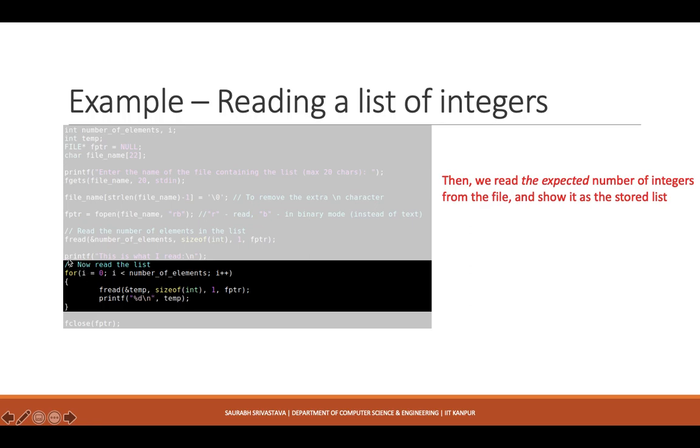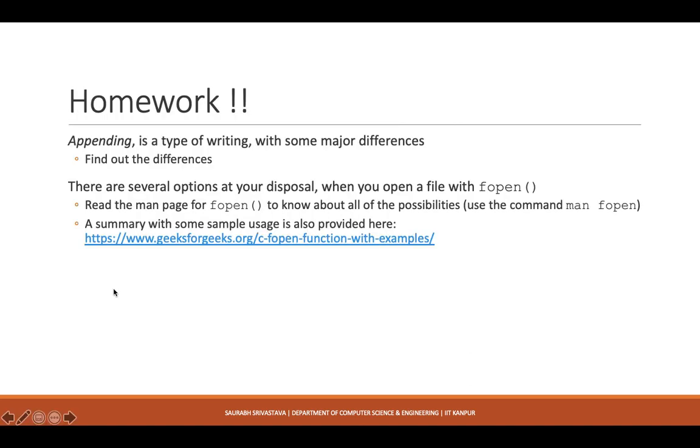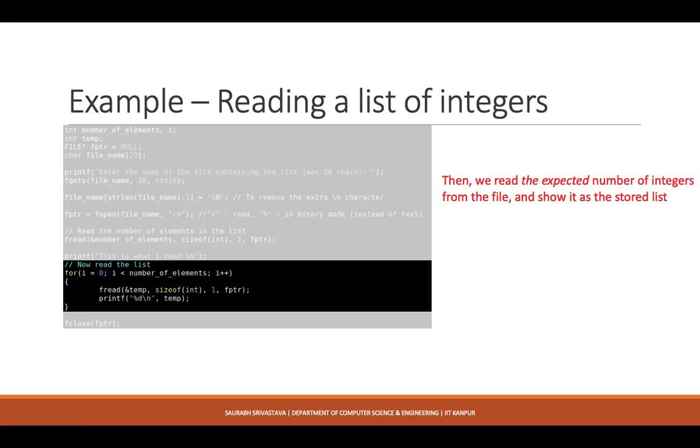But you could have written something like fread ampersand arr, sizeof int, and then number of elements, and then fptr. That too would have basically read all of the input that we wrote in that file in just one go. Here I am just reading it integer by integer and then printing it on the screen. I should have also put a slide for output. So this will basically print everything that was written by the other program.